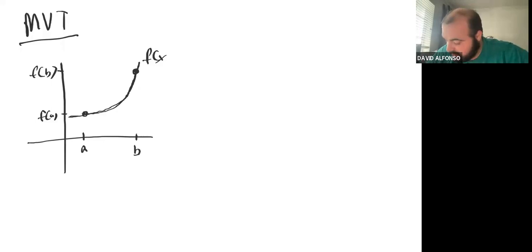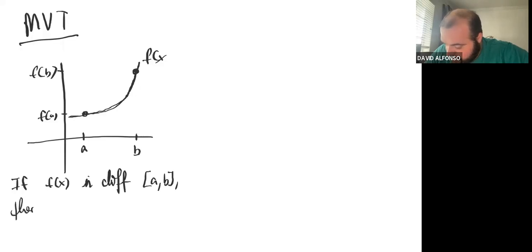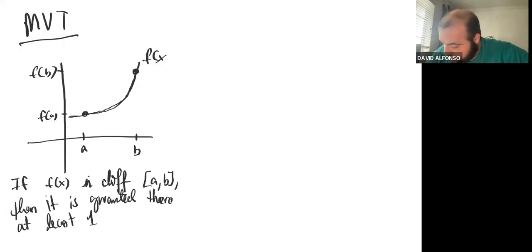Okay, so basically what this is saying here is if f of x is differentiable from a to b, then it is guaranteed there is one x, there is at least one, it doesn't mean there has to be only one. There's at least one c between a and b where f prime of c is equal to the average rate.